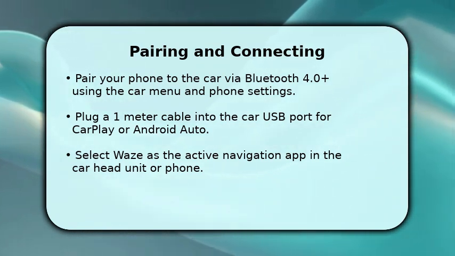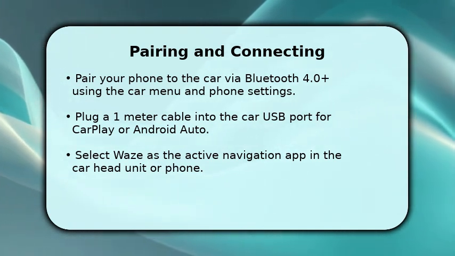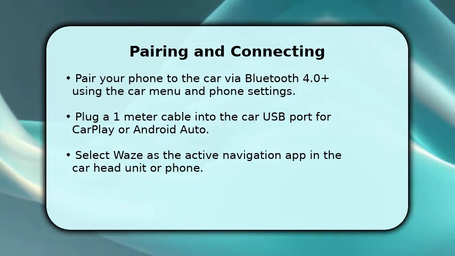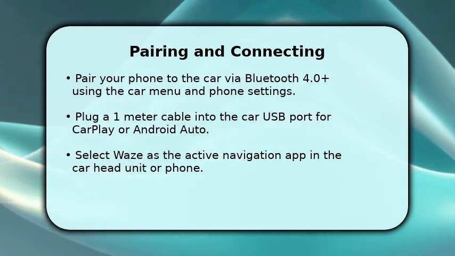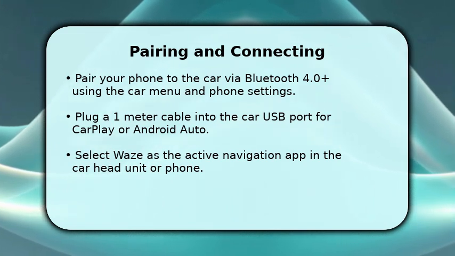If your car uses CarPlay or Android Auto, plug a 1-meter USB cable into the car USB port and accept prompts on the phone. Allow Waze to display while locked and grant microphone access for voice directions. Finally, choose Waze as the active navigation app on the head unit or phone.